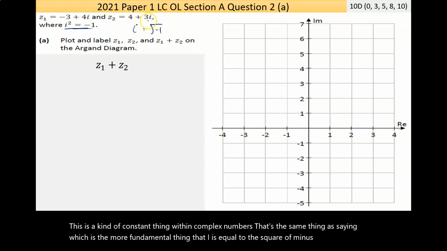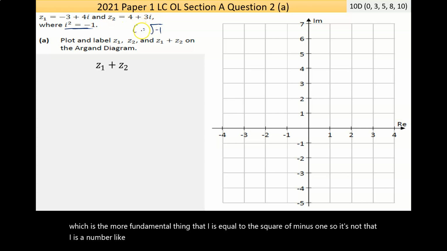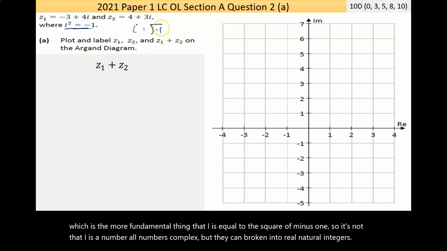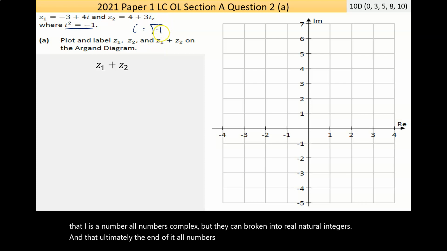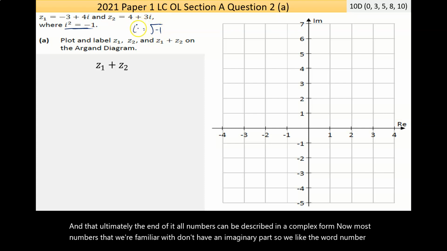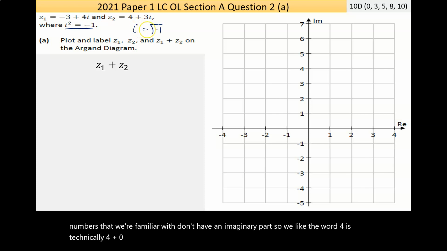So remember that i is a number. All numbers are complex, but they can be broken down to real, natural, integers, and ultimately, all numbers can be described in a complex form. Now, most numbers that we're familiar with don't have an imaginary part. So the number 4 is technically 4 plus 0i, but 0i is 0, so you don't bother writing it.